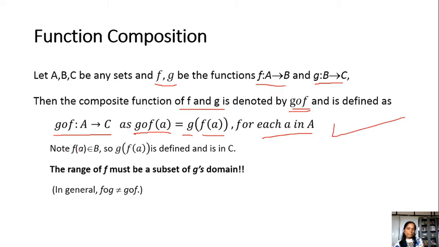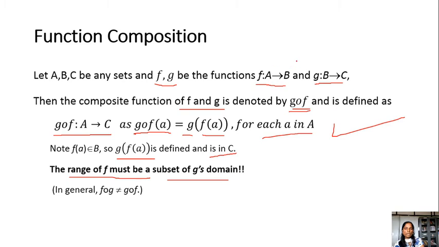So remember, as f of a belongs to B and g is defined on the set capital B, your g of f of a is defined, and where does it go? It goes in capital C. So it is in C. So to define the composite function g composite f, the condition is that the range of f must be a subset of the domain of g.